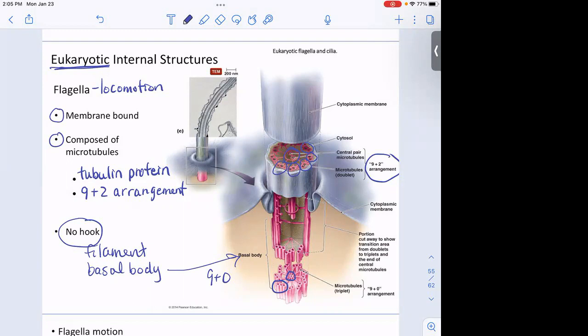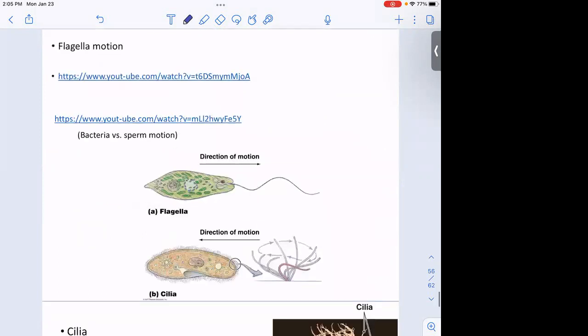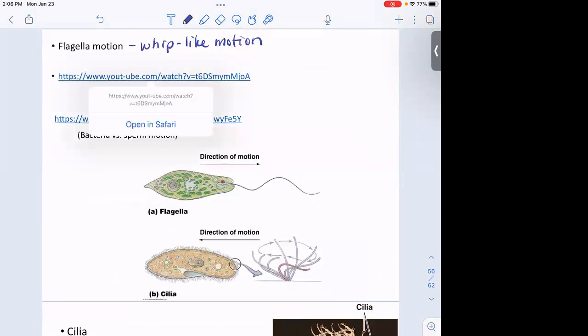Okay. The motion is also very different. So how do bacterial flagella move? They rotate, all right? They spin around and around and around. Eukaryotic flagella are always going to move in a whip-like motion. And sometimes it's really hard when you see something in full speed to be able to notice the difference.